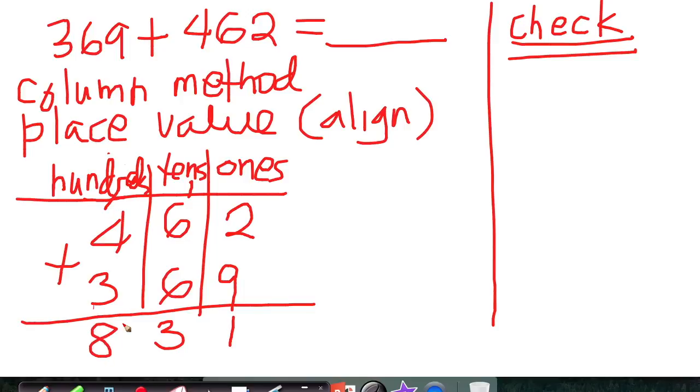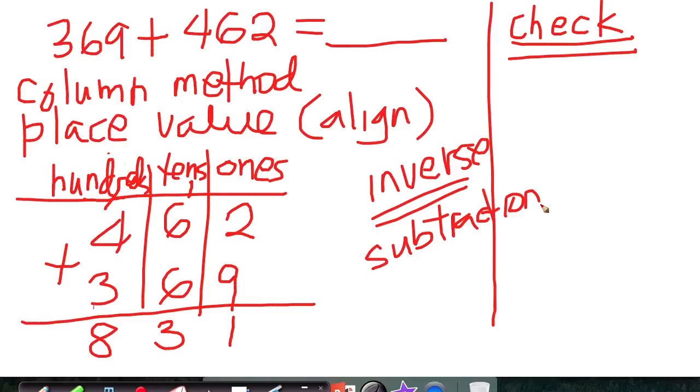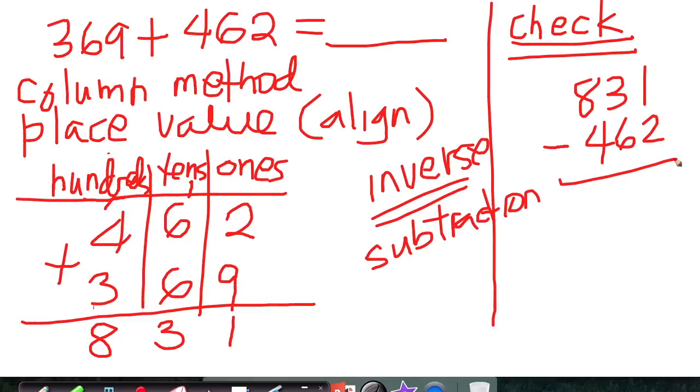Now to check whether your answer is correct or not, you just have to do the inverse of addition, which is called subtraction. You just have to write the answer, which is 831, minus any of the addends. So let's say 462. If the answer is 369, then our answer is correct.